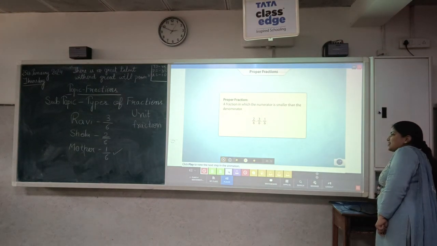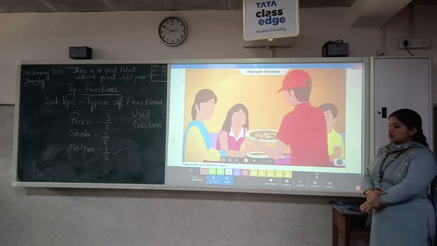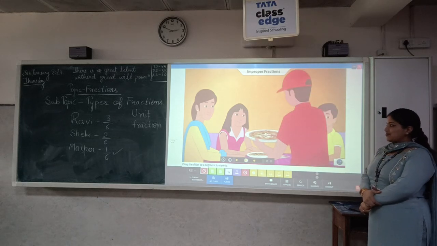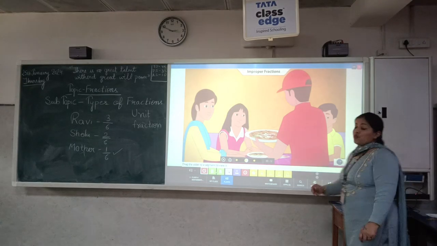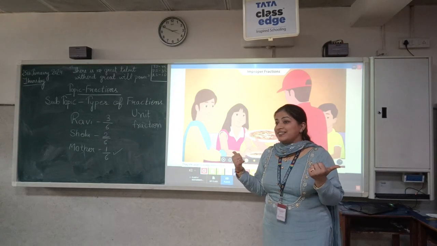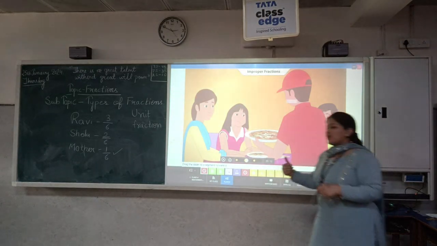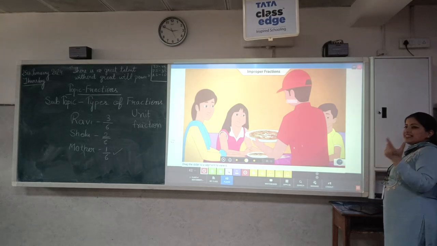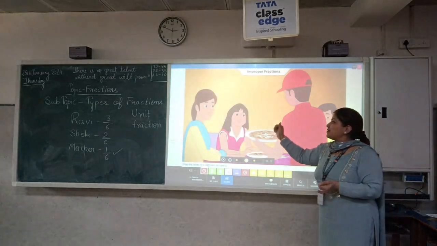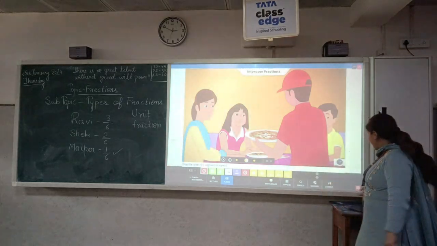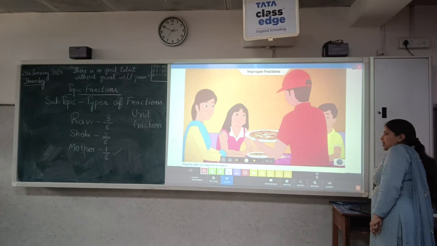Now, let's learn the second type of fraction. In the meantime, the waiter arrives with the second veg pizza that is again divided into 6 slices. Wow, the yummy pizza has arrived. So let's see the slices Ravi will take, Sheila will take and her mother will take. Okay. And then we will find out the improper fraction.